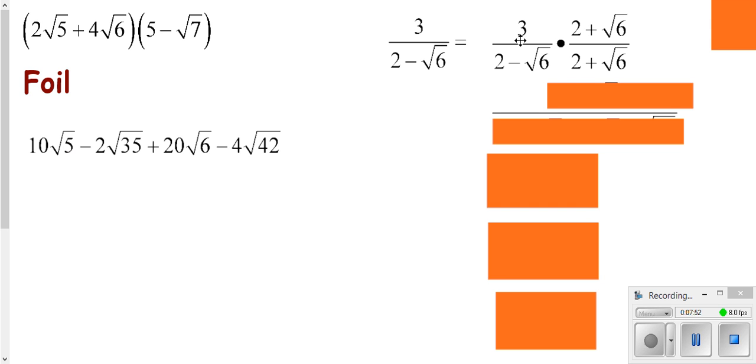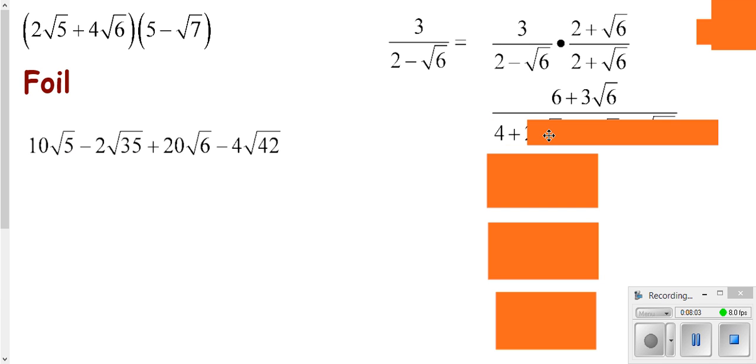So on the top, we got to take 3 and distribute it through. 3 times 2 is 6, 3 times our root. Bottom 2 terms times 2 terms, you just have to FOIL. So the 2 times the 2 times the positive root 6, this inner terms, and we do our last terms. Oh, you'll notice the inner terms cancel.